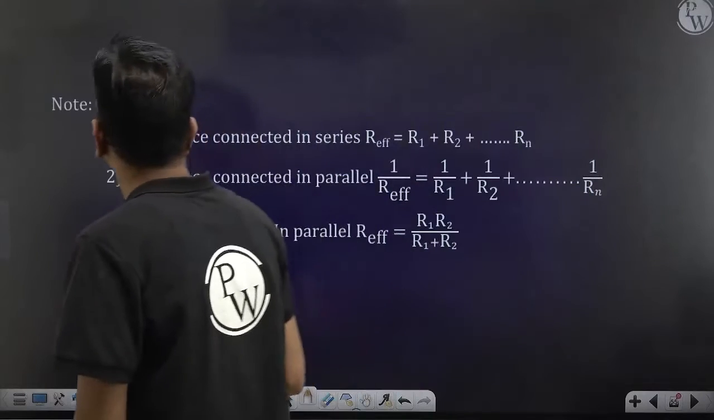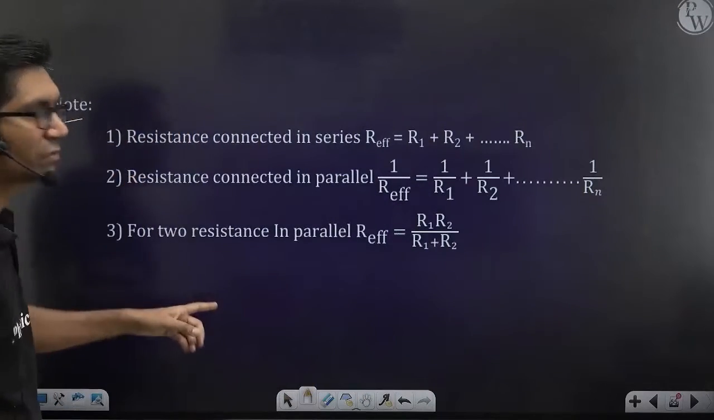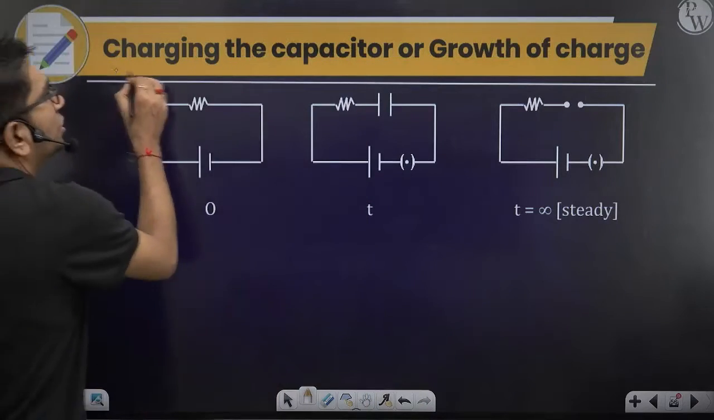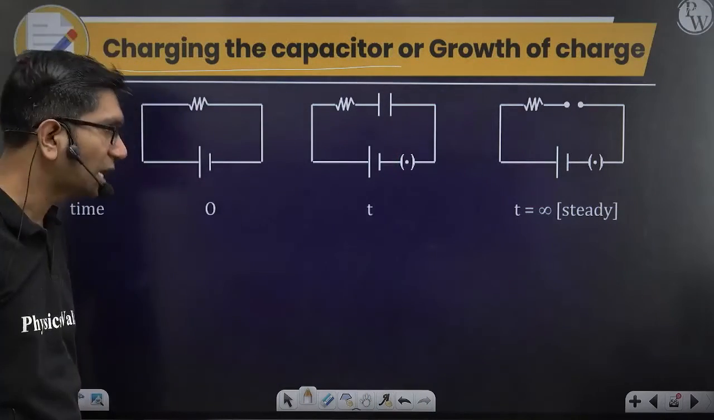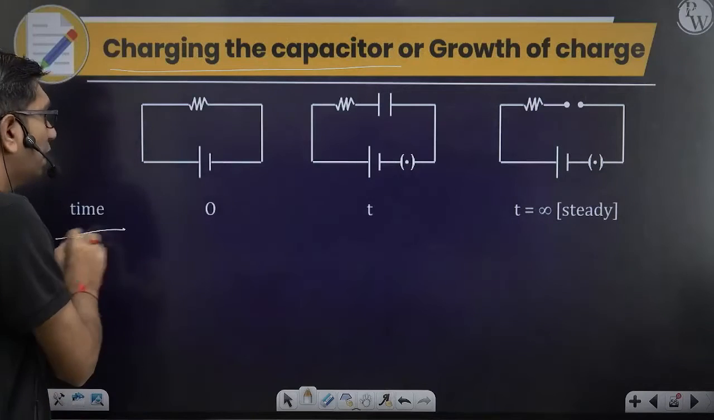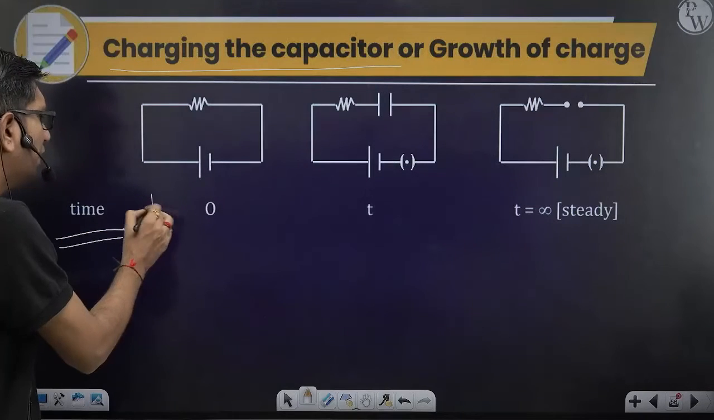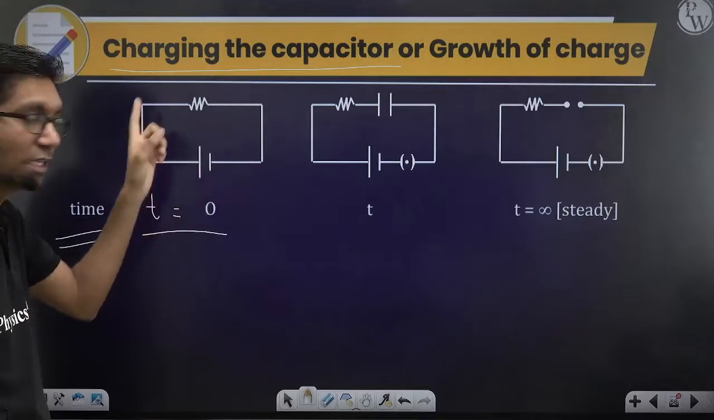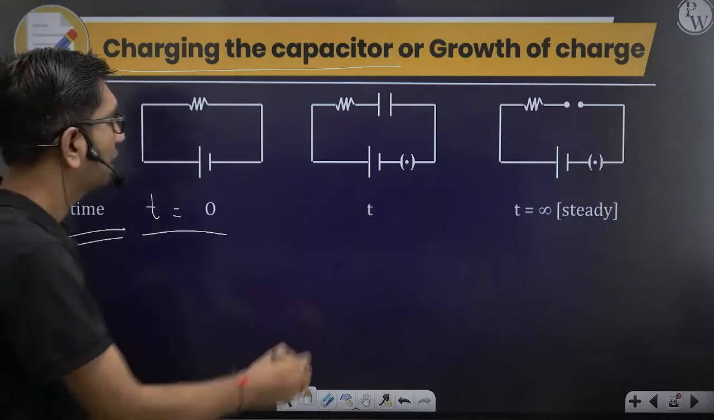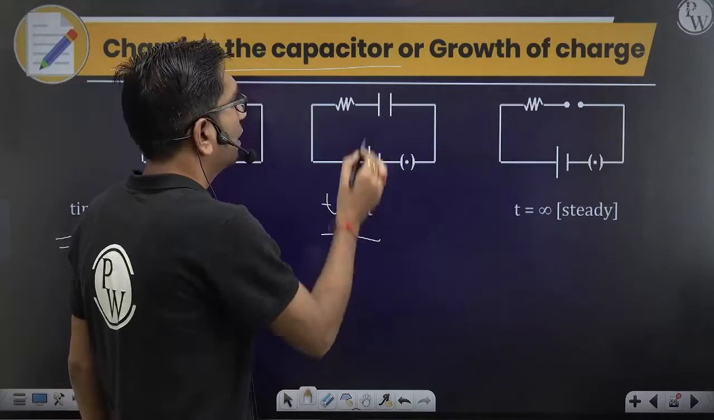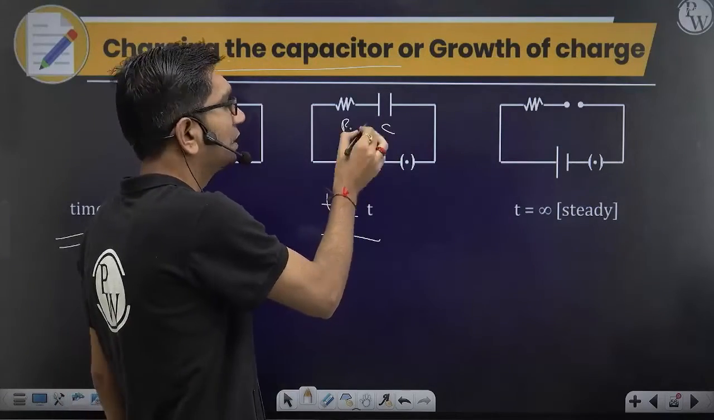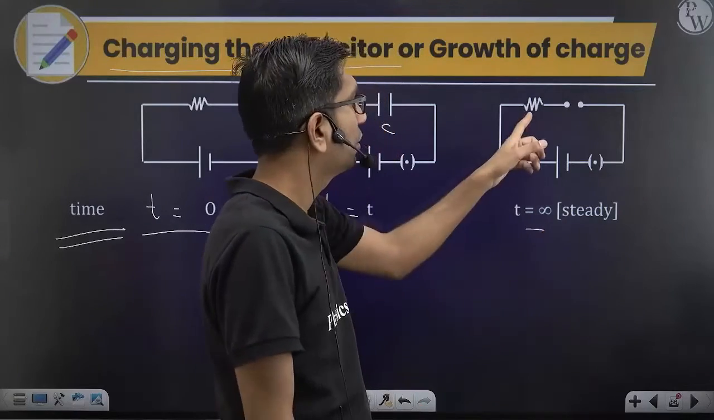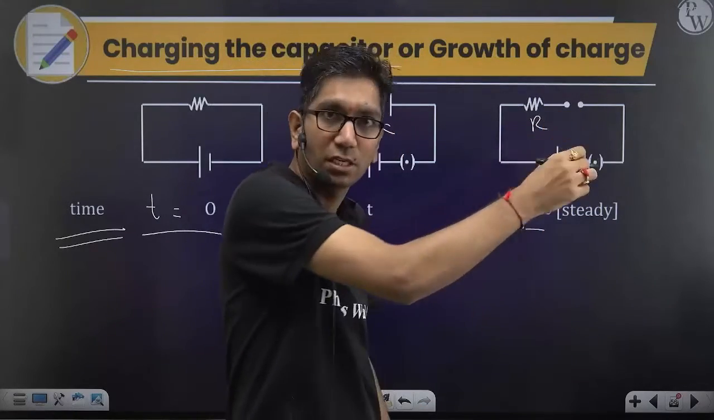Note, as everyone knows, just now I told you about this. Charging the capacitor, or growth of charge. Here I am taking three cases. At time t equal to 0, the circuit looks like this. At time t, you have both capacitor as well as resistance. At time t equal to infinite, steady state, you have a resistance, and the circuit diagram looks like this.